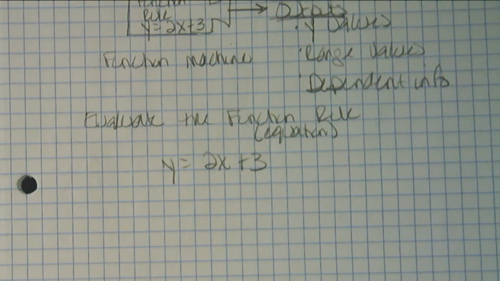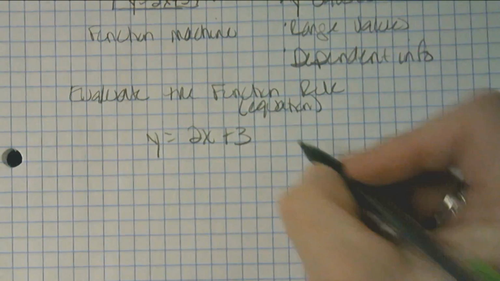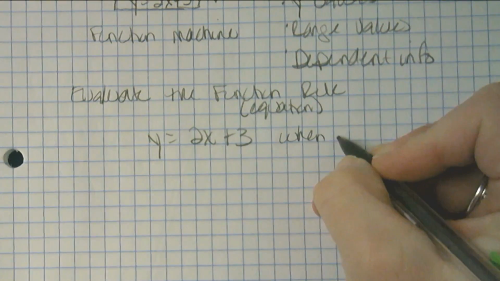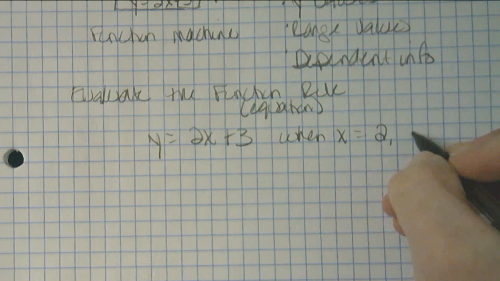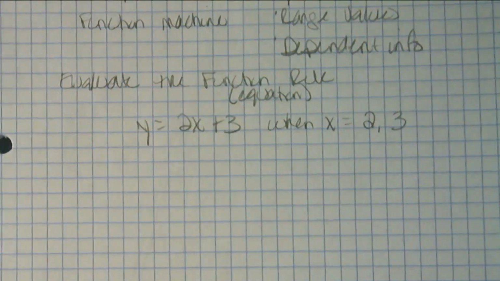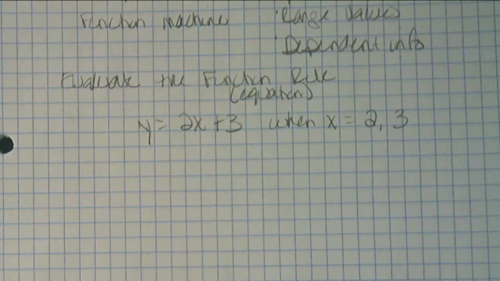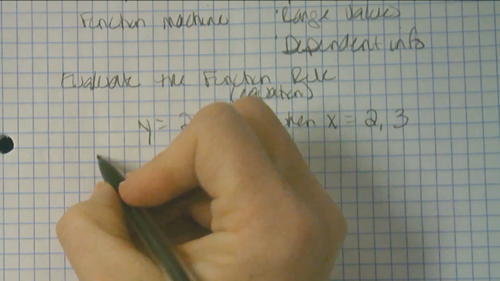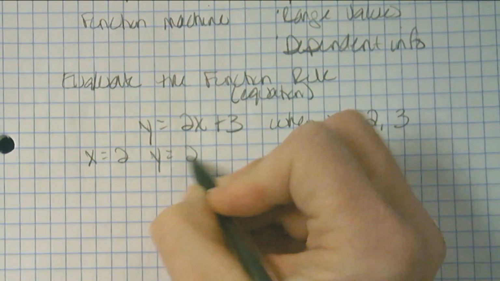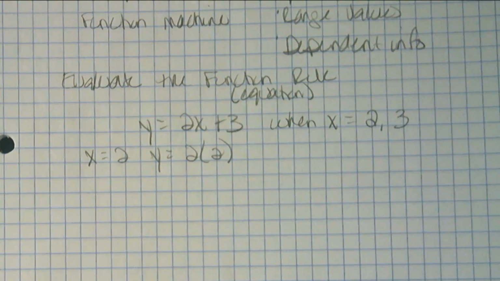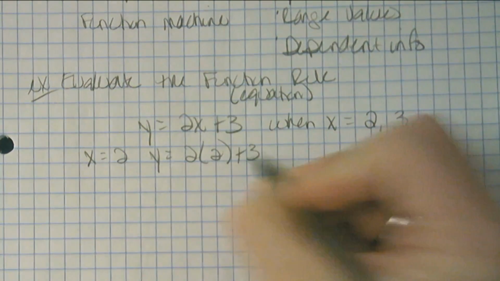All right, so I want you to evaluate this equation. I want you to evaluate when x equals 2 and 3. I'm just going to do these two. All right, so let's do it when x equals 2. So I have y equals, and I'm just going to input that 2 value in for our x. And then we're going to do our math.